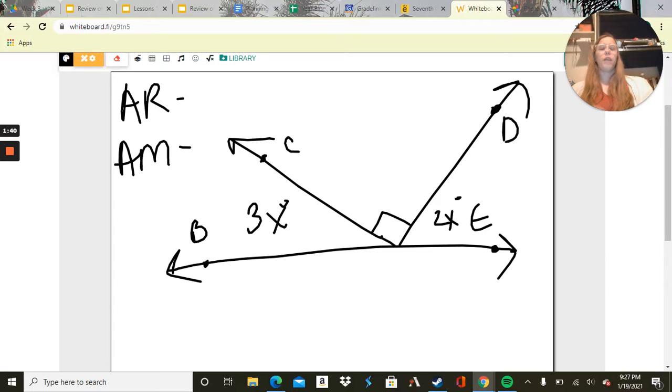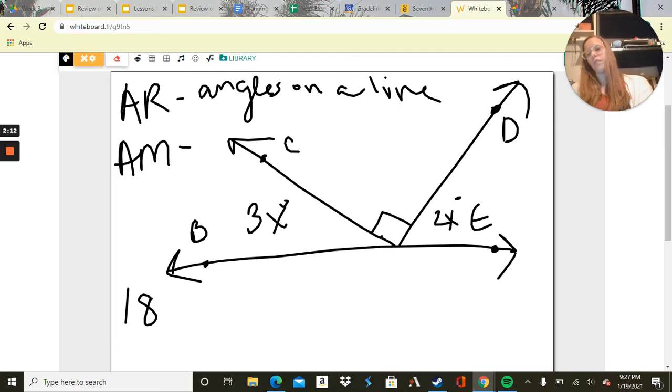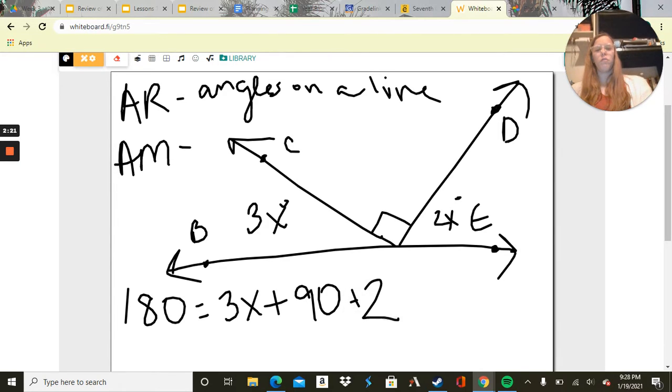So we have 3x and 2x. These are 2 missing angles. First let's determine our angle relationship. I know that's not perfect, but we have 180, right? Angles on a line. So we know that the sum of these 3 angles is going to equal 180. What's that called again? Angles on a line. Just going to write that there so we don't forget. So 180 equals 3x plus 90, because that's what that square means, plus 2x.